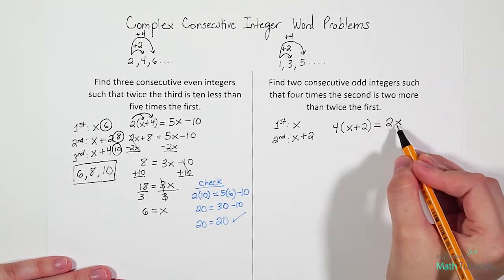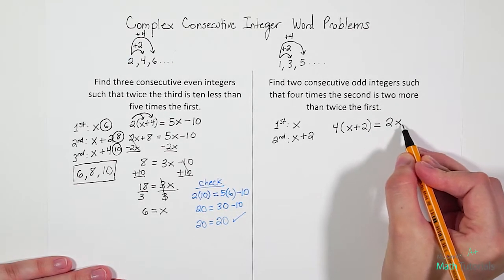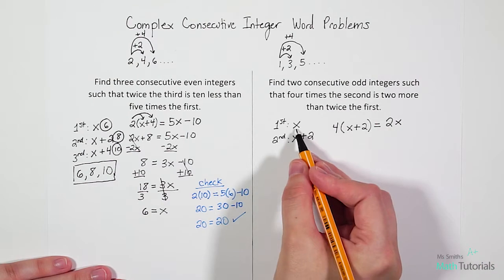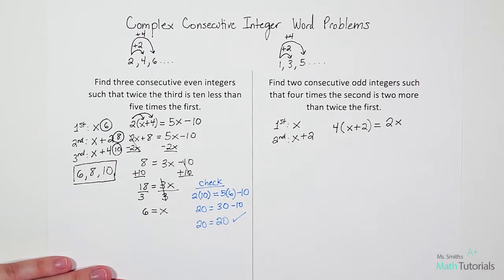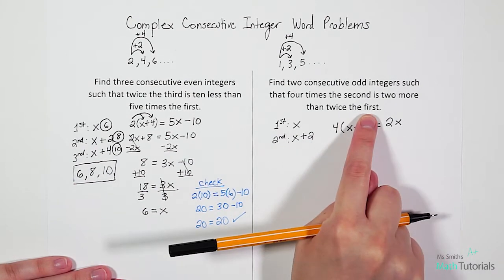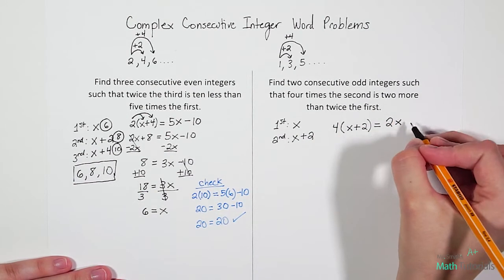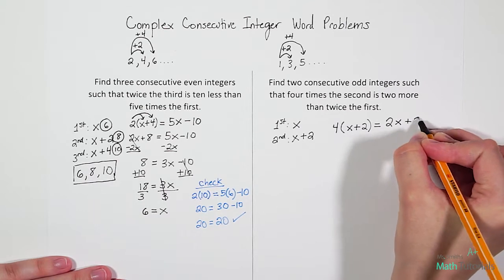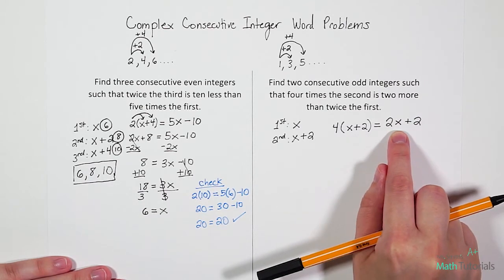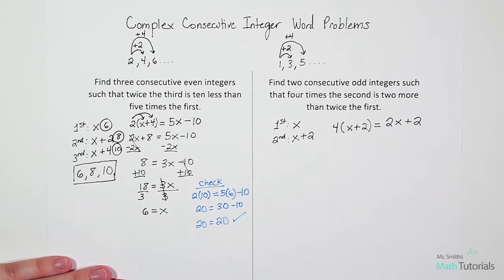Now I don't need to add parentheses here. I mean, you could, but since it's just one term, just an x, we don't have to have parentheses there. But it's 2 more than twice the first. Add 2. Okay, so now that we have our equation set up, we just need to solve it using our algebra rules, and then we'll be able to figure out what x is, and therefore our first number.